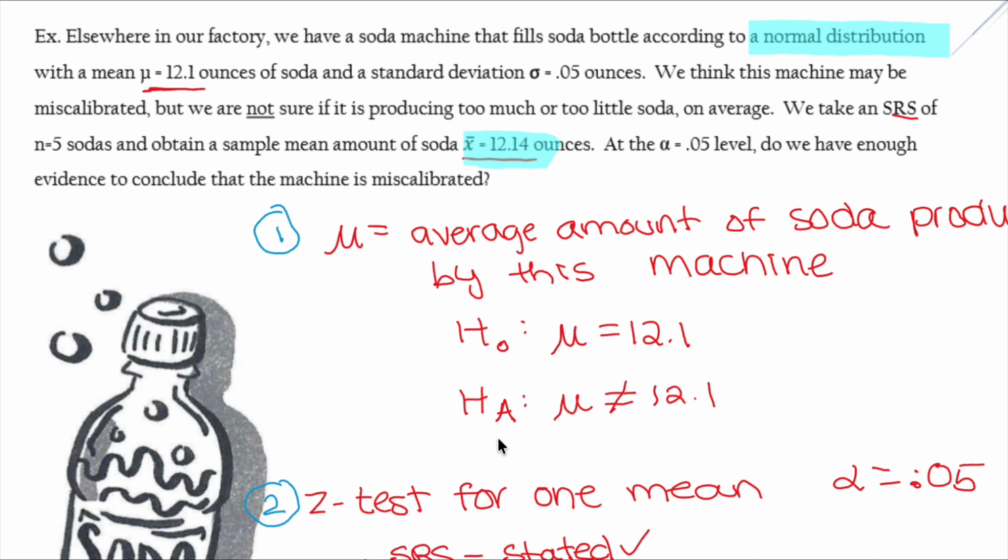We take an SRS of n equal to 5 sodas and obtain a sample mean amount of soda, x bar equal to 12.14 ounces, at the alpha equal to 0.05 level.